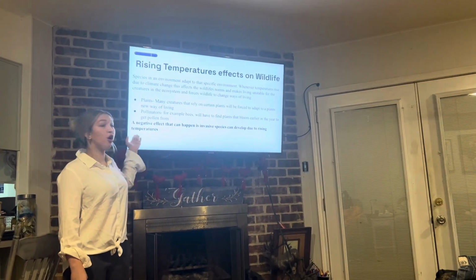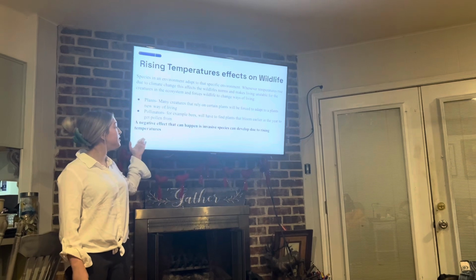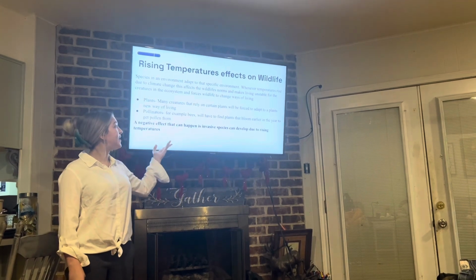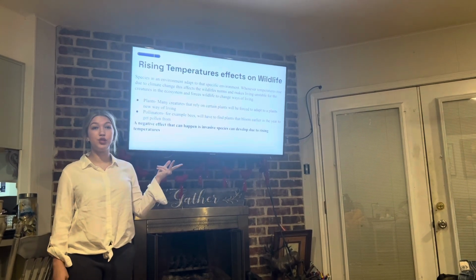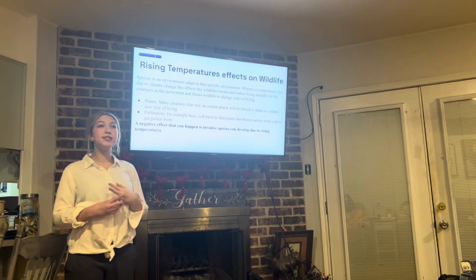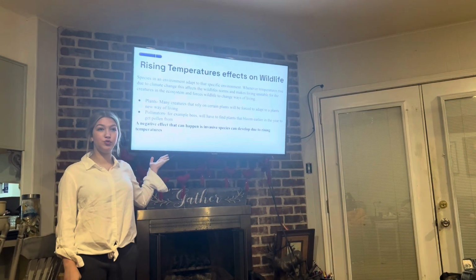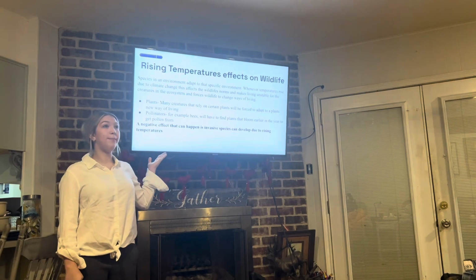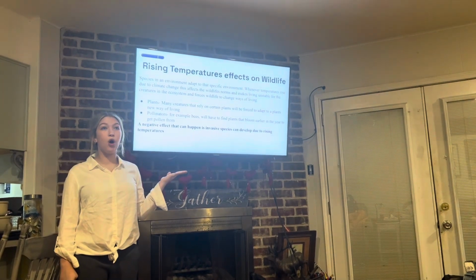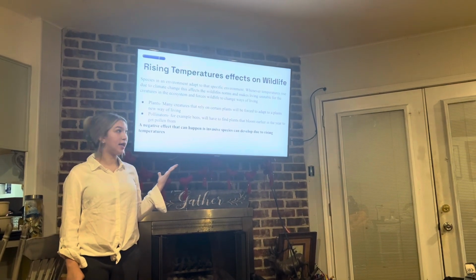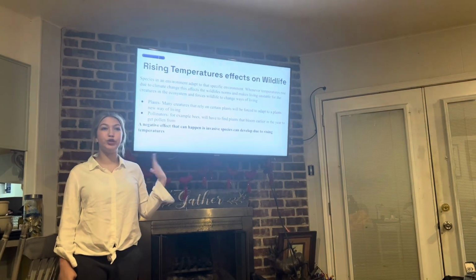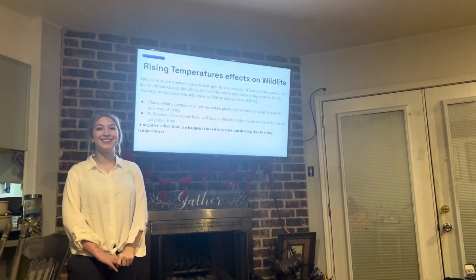Also, there are negative effects. I didn't go really deep on this, but there are negative effects of invasive species due to these temperature changes. Since native species are not able to thrive as well due to climate change, invasive species are going into these ecosystems and being able to invade them.